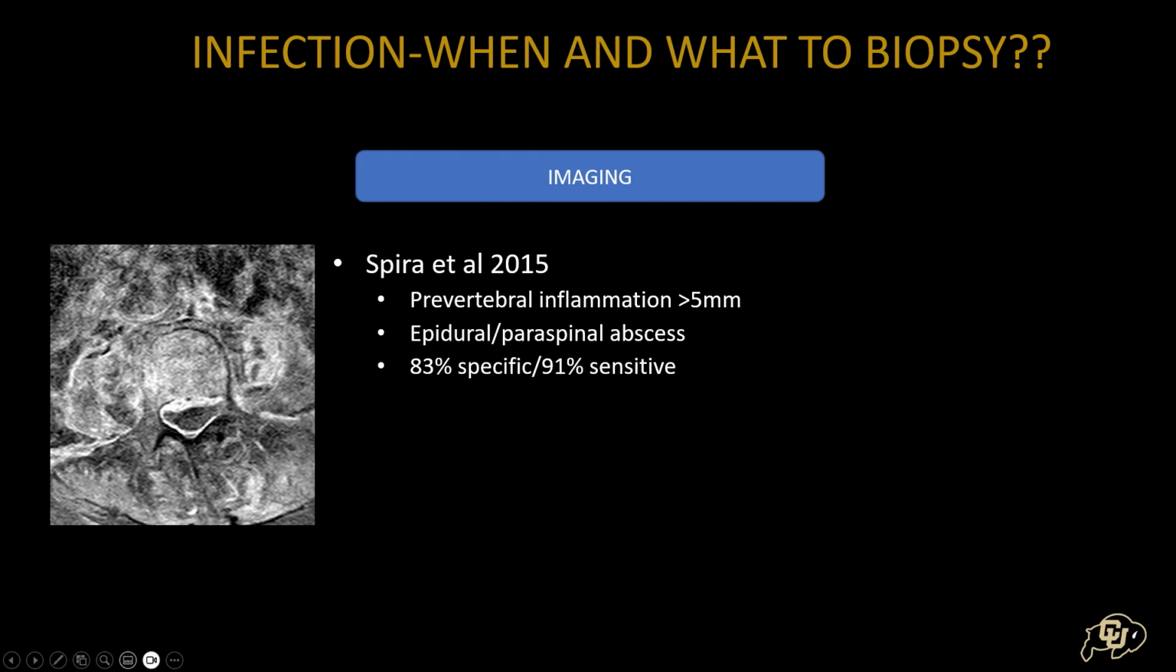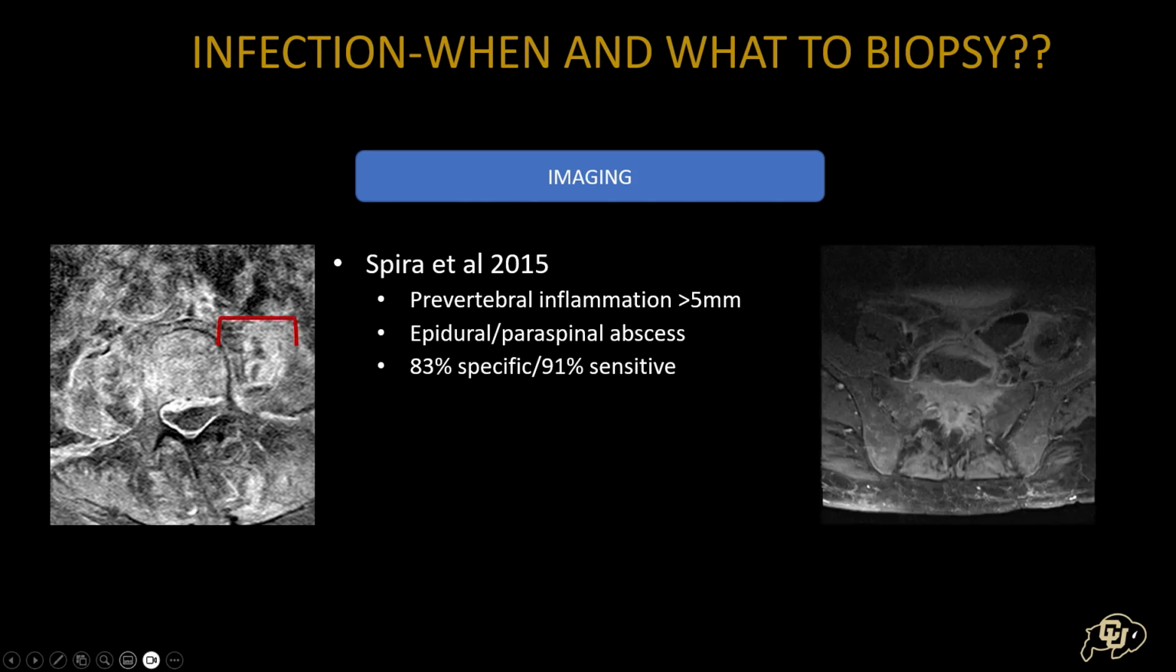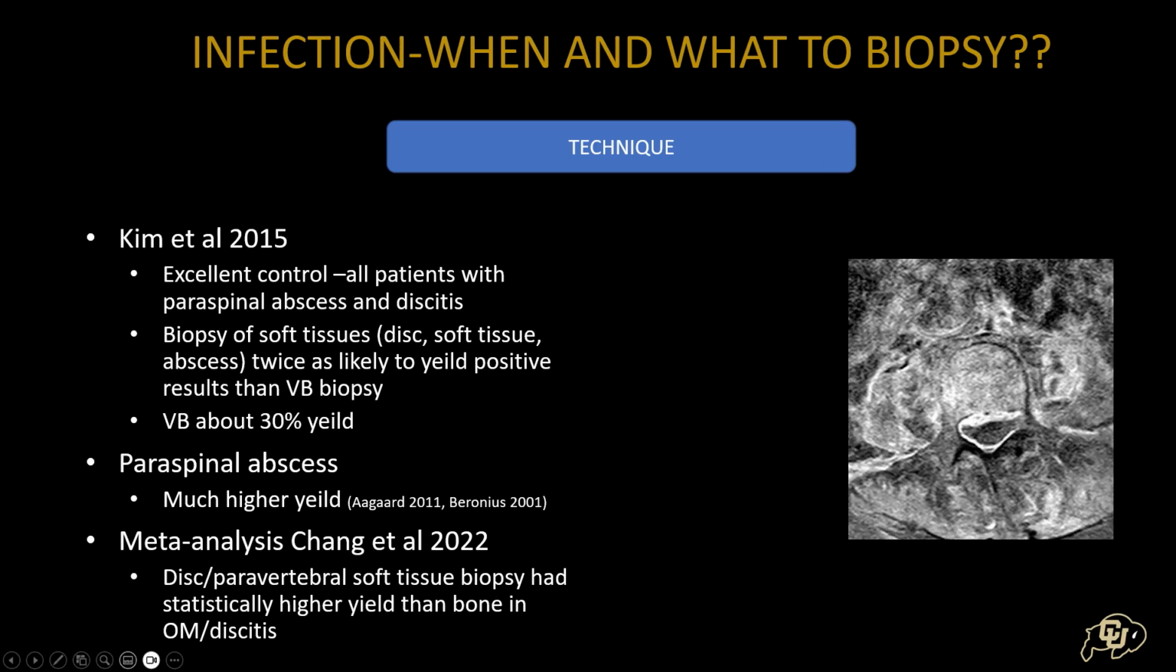What about on imaging? We already talked about Spear's article that talked about paraspinal inflammation of greater than 5 millimeters. This is going to increase our culture positivity. And obviously, if we have abscess, our culture positivity rates are going to go way up.